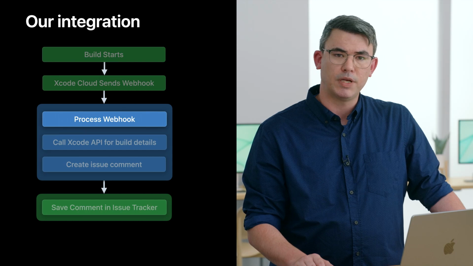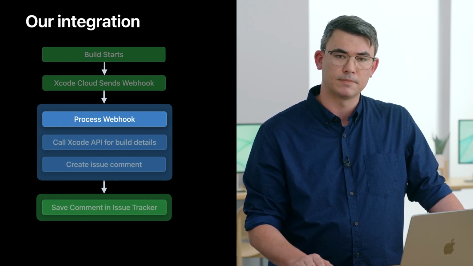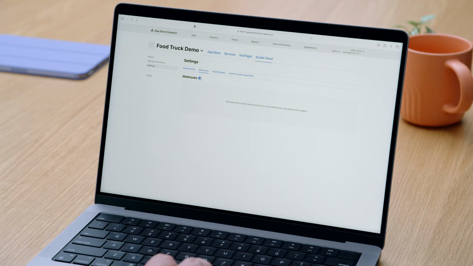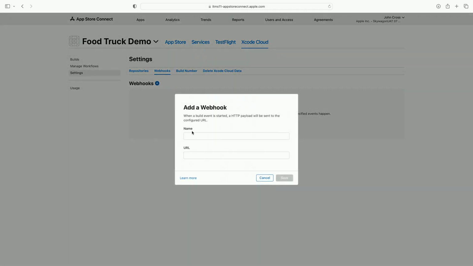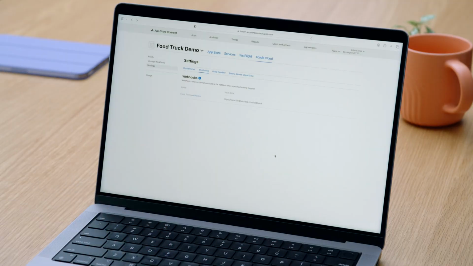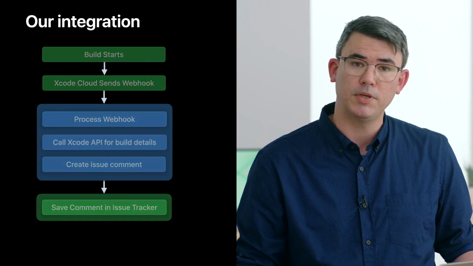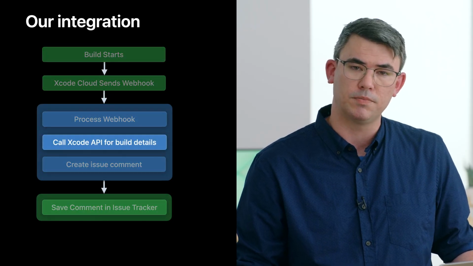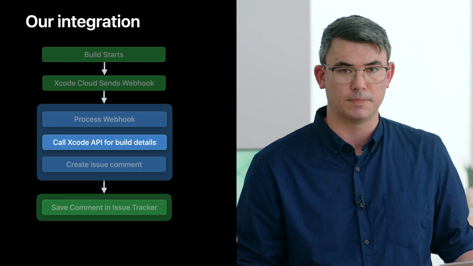In App Store Connect, we can register our webhook that will let our server know every time a build completes. To do that, go to the product in App Store Connect, go to Settings, and navigate to Webhooks. And I'll paste in the URL for our server. This will let Xcode Cloud know where to send the webhooks. With our webhooks set up, the only thing left to do is write the code to process them. So let's get started on that.